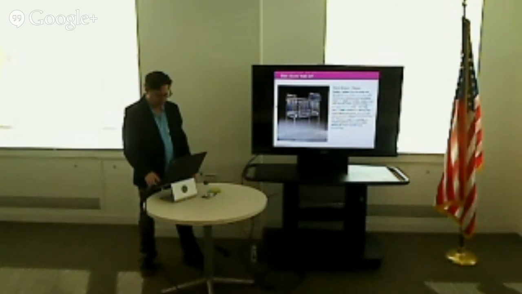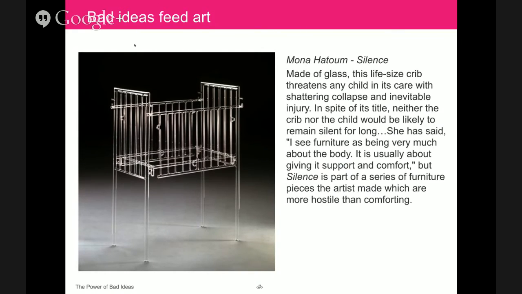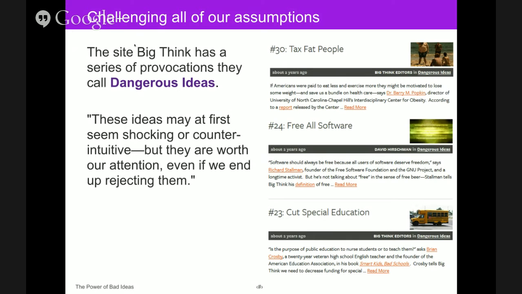Oh yeah, here's a piece of art that ends up a kind of bad idea thing. It's a glass crib, and it's meant to be a provocation. So let me talk a little bit about the kind of thinking that goes into bad ideas, just to wrap up with a few more slides.